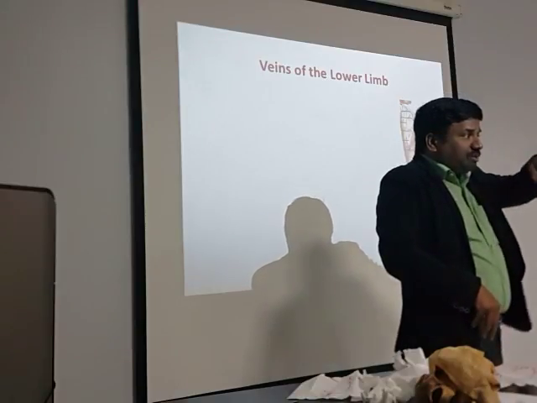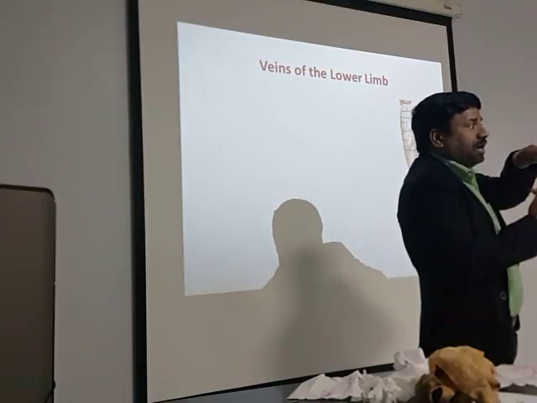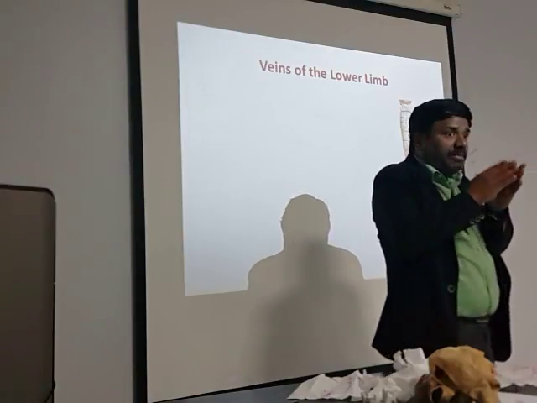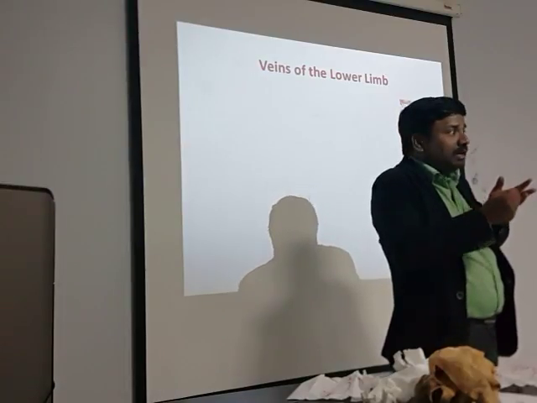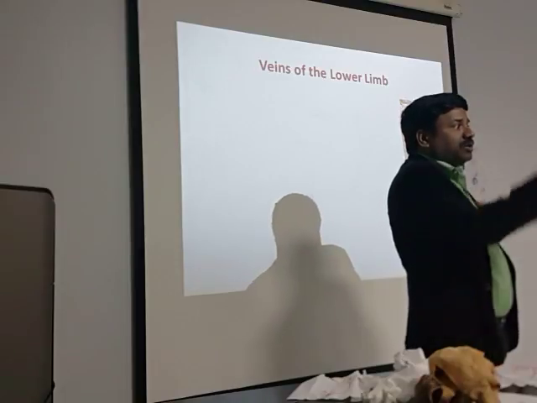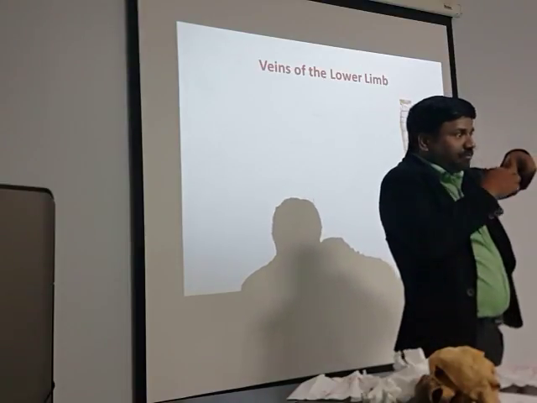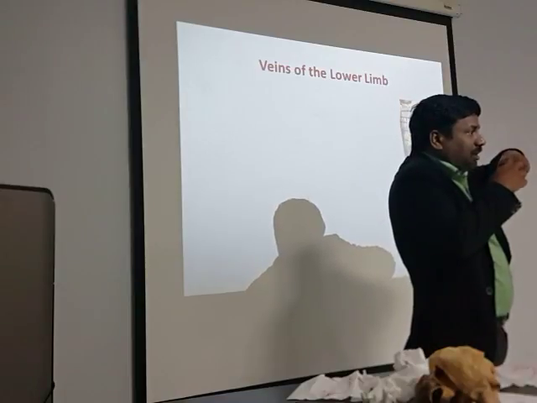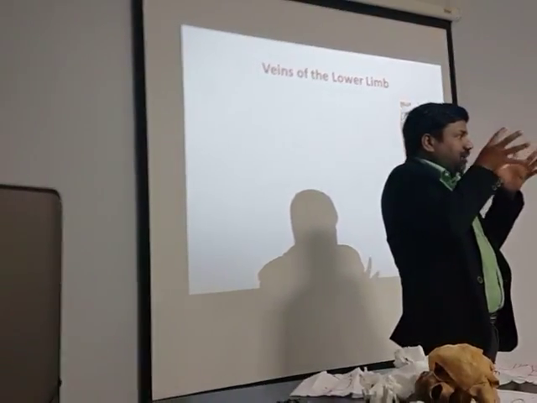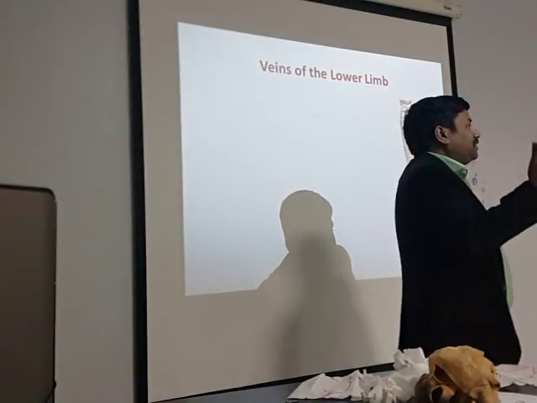Because the pressure in the superficial veins is less compared to the pressure in the deep veins. Why? The deep veins are surrounded by muscles. When the muscles contract, there is a chance of blood from the deep veins moving to the superficial veins. That is prevented by these valves. If there is any problem with the valves in the perforating veins, then the veins become engorged. The veins become big and tortuous, giving rise to a condition called varicosity.